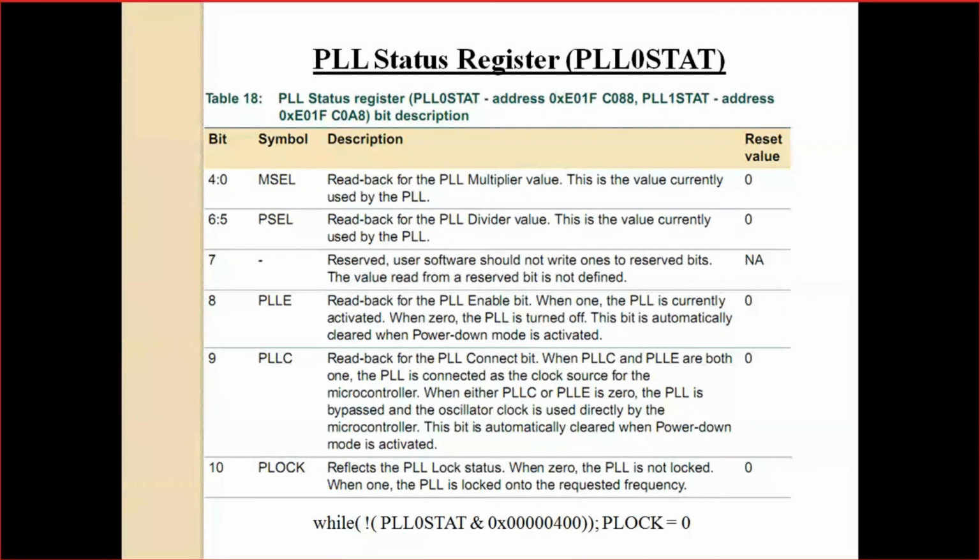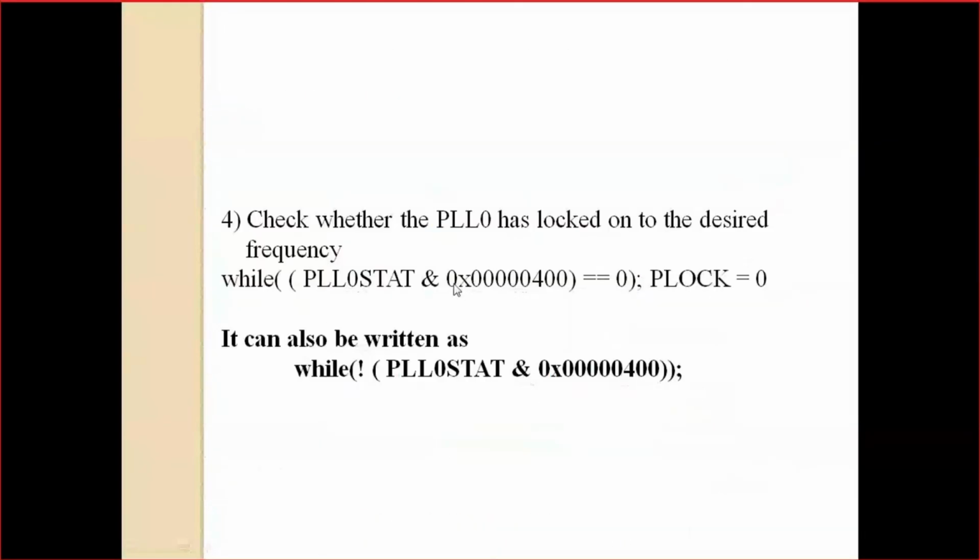So it is the same as what you have done in UART and ADC, etc. You need to wait until this bit is 1. If this is 0, PLL is not locked. If it is 1, PLL is locked. So you need to wait until this bit is 1. How will you do that? First of all, you need to split out this bit. For that, you AND with 0x400. The 4 means only the 10th bit will be extracted, and all the other bits will be masked with 0.